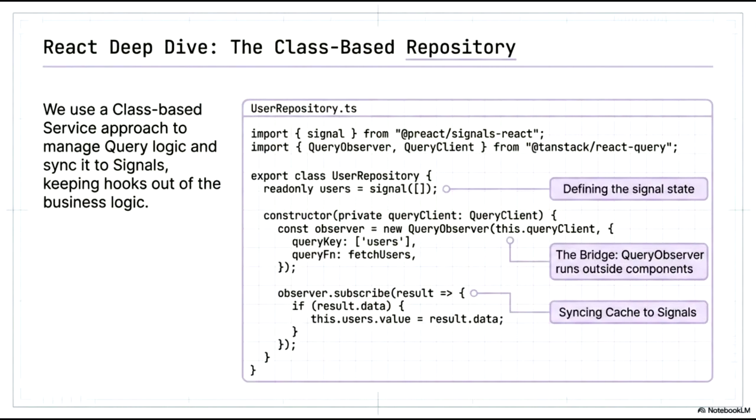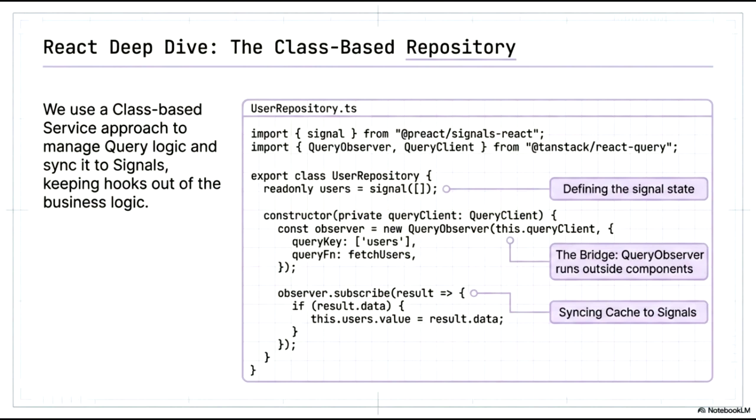In this deep dive, we explore the implementation of a class-based repository to manage query logic independently of the React component lifecycle. By adopting this service-oriented approach, we can synchronize TanStack Query data with signals while effectively keeping hooks out of our core business logic. Looking at the user repository implementation, we first define our signal state using the signal primitive. This provides a reactive data source that can be consumed throughout the application.